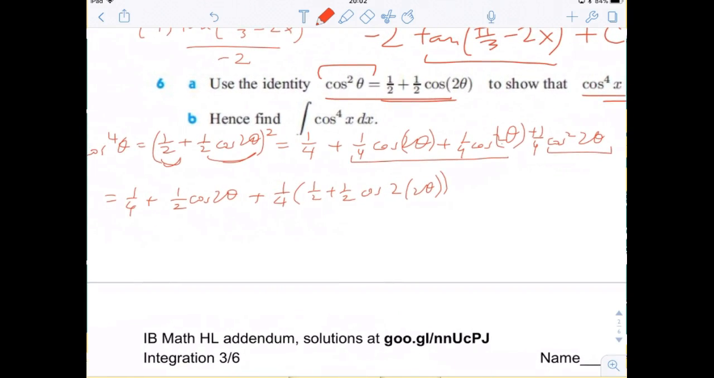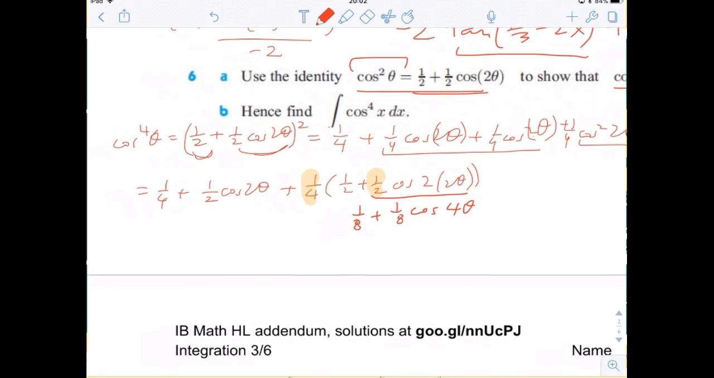So let's simplify this. 1/2 plus 1/2 is 1/4. Oh, I can't do that, because look, the 1/2 is multiplied times that. So this is actually equal to 1. If I have 1/4 times 1/2, it would be 1/8, right? 1/8 cosine 4 theta. And then here I got 1/4 times 1/2. It would be 1/8 here too.